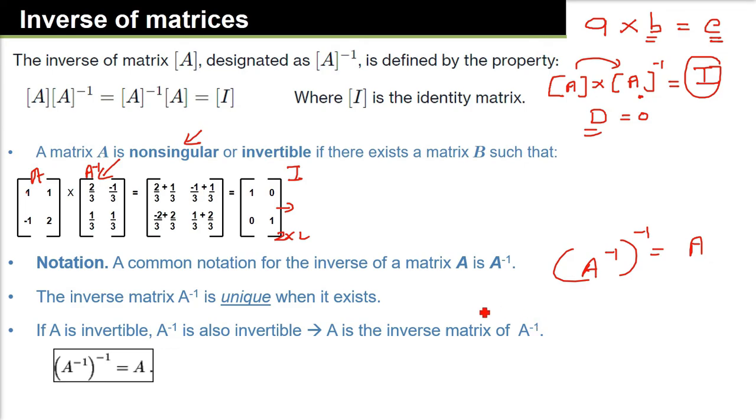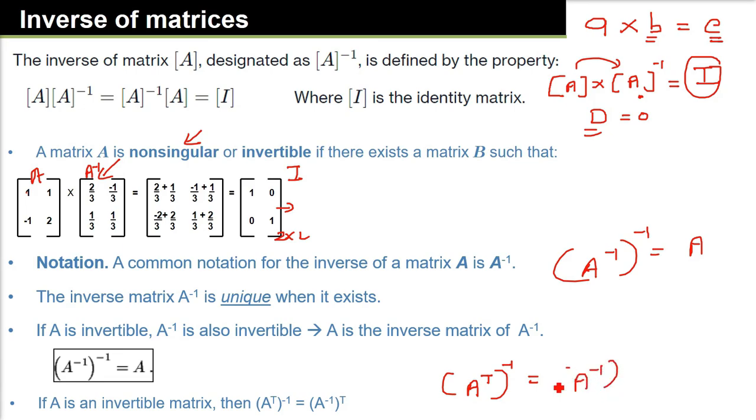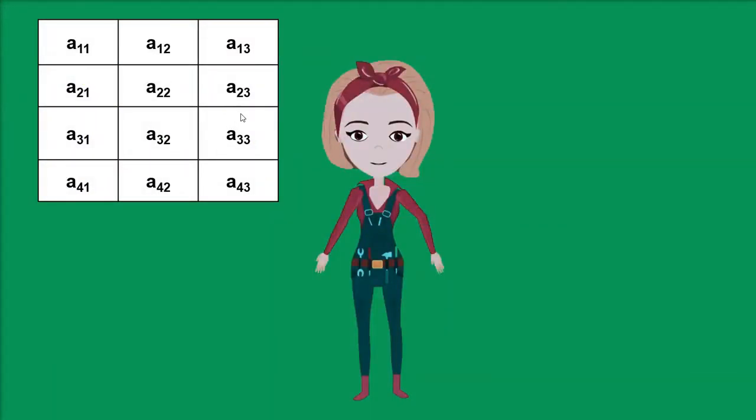Okay. And if A is an invertible matrix, then A transpose to the power minus 1, that is inverse of transpose, is simply equal to A inverse transpose. That is the same thing. Okay. First you take the inverse, then you take the transpose. Okay. This is all about matrix algebra.